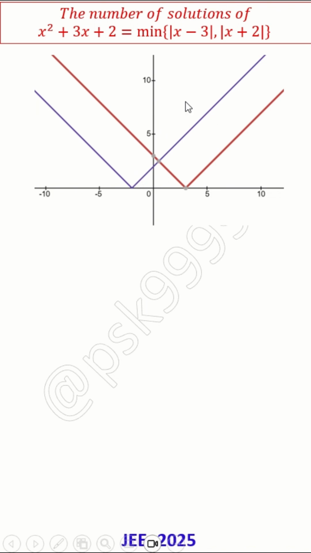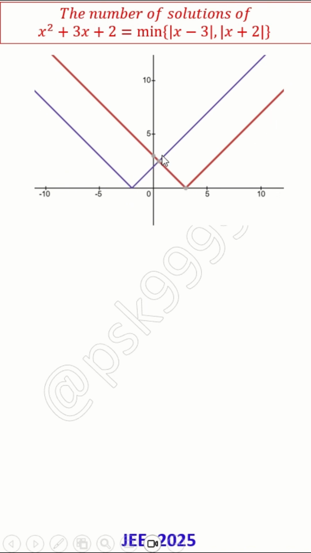Now what I am interested in is the minimum of these. Wherever they overlap, only there I have to find the minimum value. So the minimum is always this blue here, since blue is always less than red here, and then this blue here, and then red on this side. So this is the graph I am interested in.